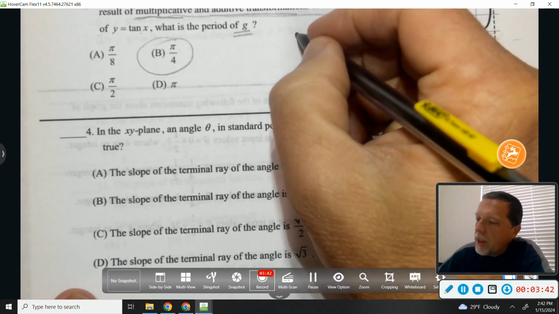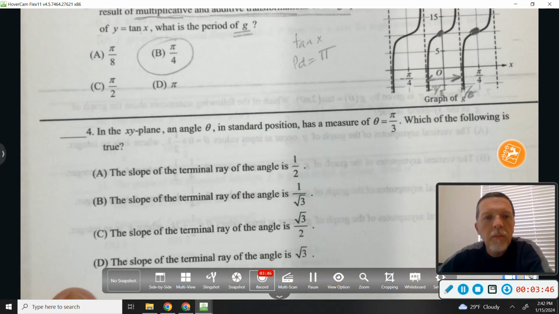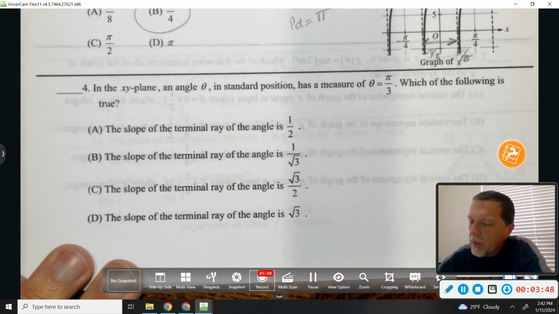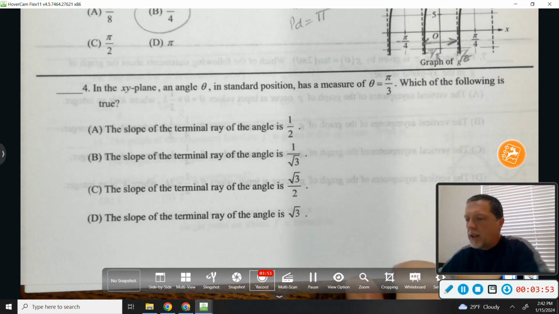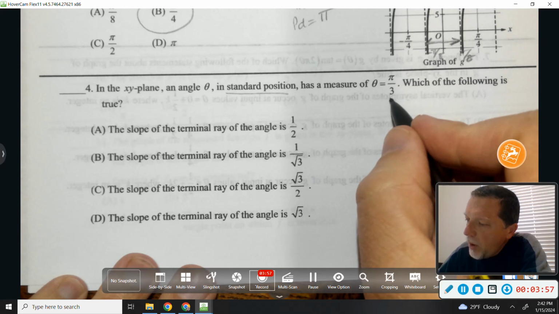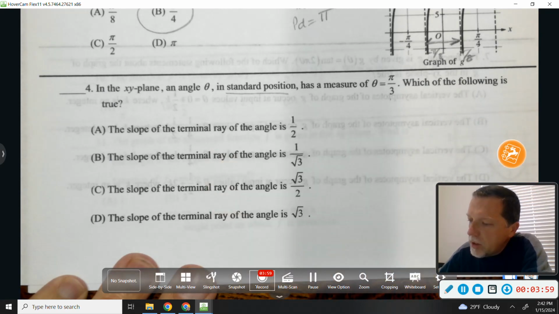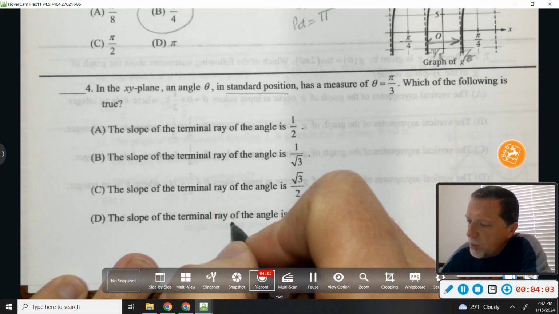Just a reminder that the normal period for tangent is pi as opposed to sine and cosine normal period. Number 4. In the xy plane, an angle theta in standard position has a measure of pi over 3. Which of the following is true? The slope of the terminal ray.